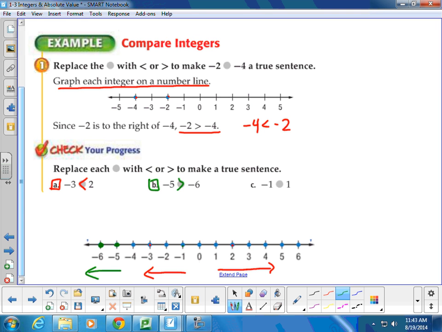And then again, negative 1 and 1. Negative 1 is less than 1 because it's to the left, and 1 is to the right. Okay, so just being able to compare them. Just say which is which in comparison to 0, really.